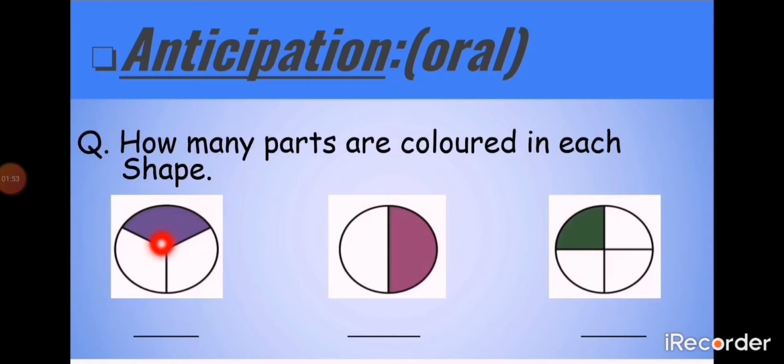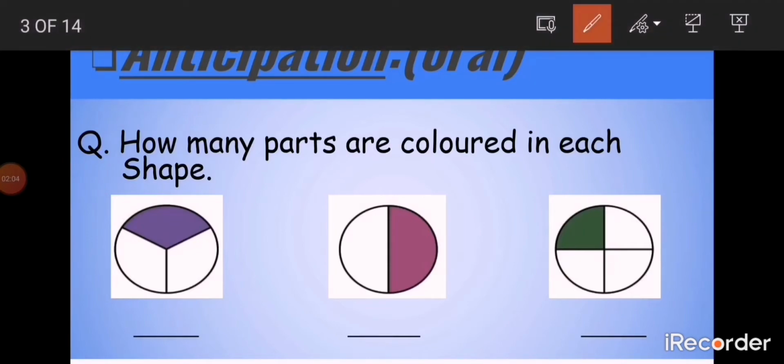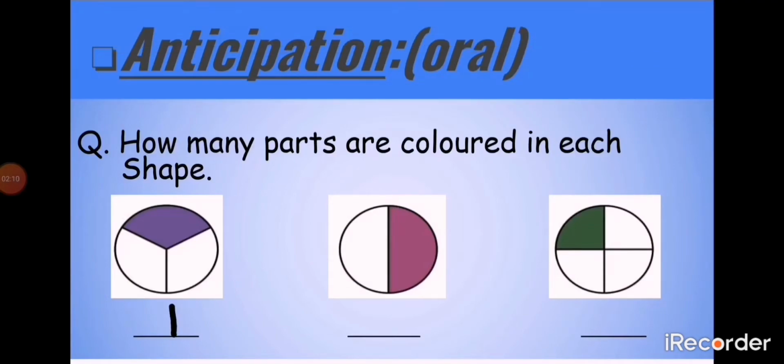Now look at the first one. We have to find the colored part in this shape. In these 3 parts, only one part is colored. So the answer for this shape is 1. We will write 1 because only 1 out of 3 parts is colored. You can see it is cut into equal parts, so it can form a fraction. But here we just have to find the colored part. So one part is colored, we write 1. And how many are uncolored? 1 is colored out of 3 and 2 are uncolored out of 3 parts.